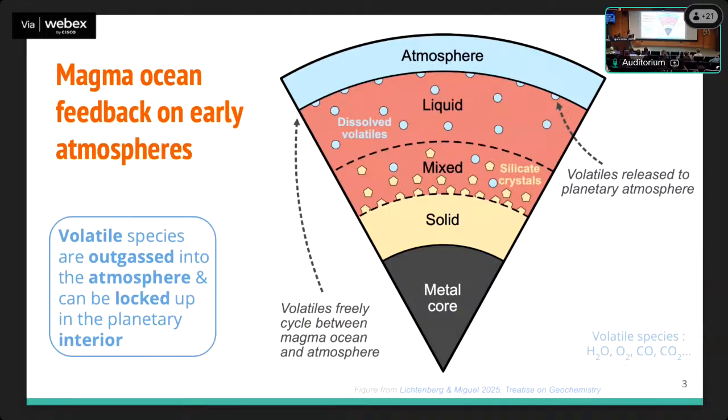So here you have a scheme of the structure of a magma ocean planet, and you can see that in the mantle, you have a lot of volatiles that are dissolved, and when the magma ocean solidifies from bottom up to the top, all the volatiles that are trapped inside of the mantle are being outgassed into the atmosphere. So when we model the evolution of a magma ocean planet, it's important to understand the feedback between the atmosphere and the interior, and that's what I want to stress here.